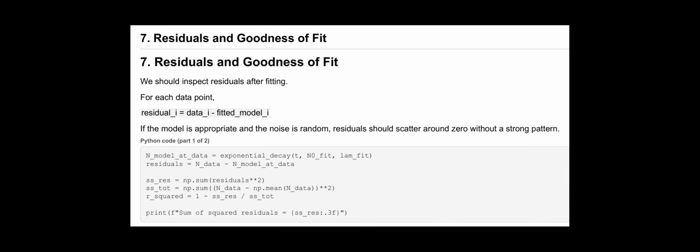To check if our fit is truly good, we look at residuals, which are simply the differences between the data and the model. If the model is correct, these residuals should look like random noise. If you see a specific shape or pattern in the residuals, it usually means your model is missing some physics. We can also quantify the goodness of fit.